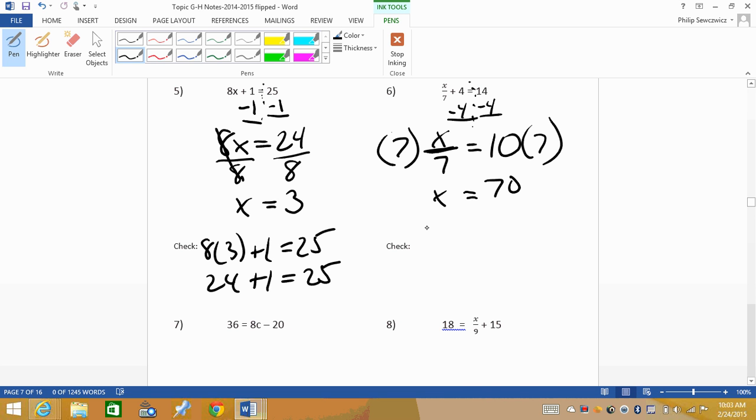Let's just see if it worked out. Plug it back in. If x is 70, 70 divided by 7 plus 4, does that give us 14? Well, 70 divided by 7 is 10. Is 10 plus 4 equal to 14? It most certainly is. So I told you I wasn't chicken.